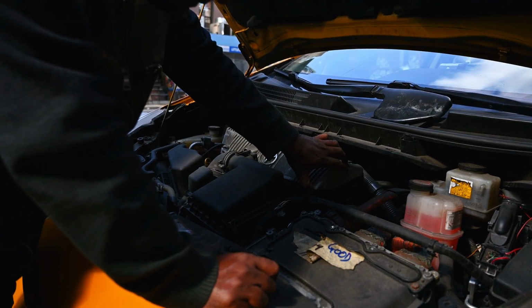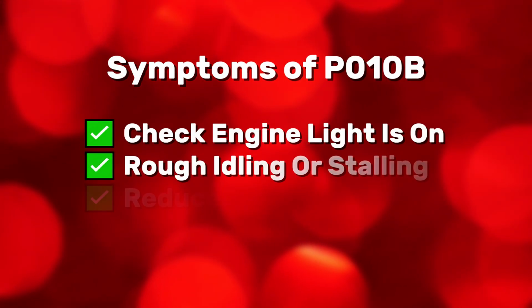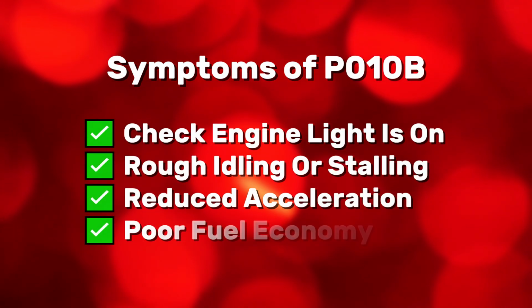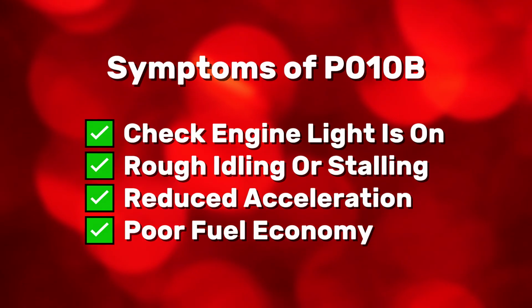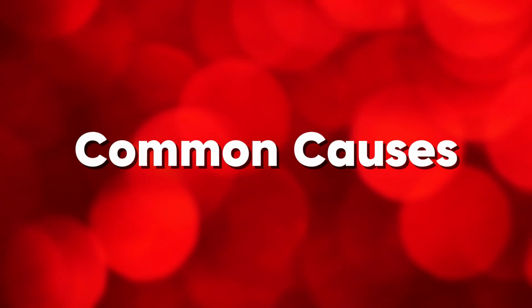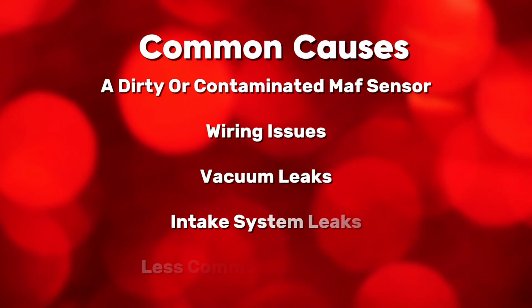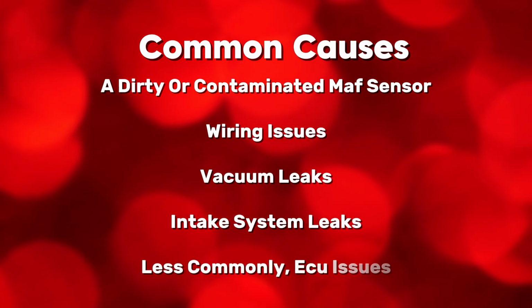If your car has the P010B code, you might notice the check engine light is on, rough idling or stalling, reduced acceleration, and poor fuel economy. If you're experiencing any of these, it's time to diagnose the issue. Common causes include a dirty or contaminated MAF sensor, wiring issues, vacuum leaks, intake system leaks, and, less commonly, ECU issues.